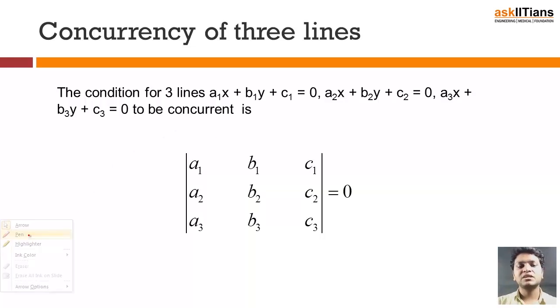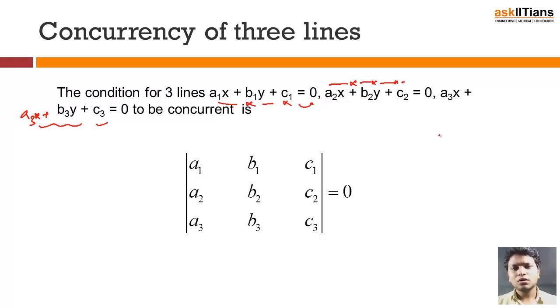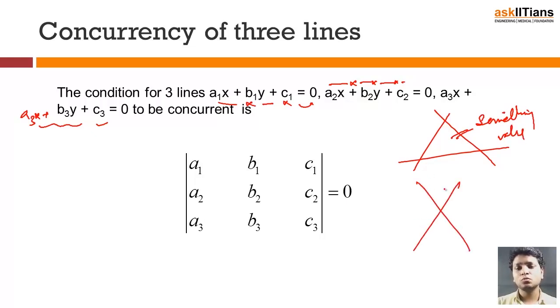So let us consider that we have three lines: a1x plus b1y plus c1 equals 0, a2x plus b2y plus c2 equals 0, a3x plus b3y plus c3 equals 0. Now take it as an example. If you have three different lines, the area of the triangle made by them is going to be some value. But if all the three lines pass through a common point, they will not make any triangle, and hence the area of the triangle formed with these three lines is going to give us a 0 area.